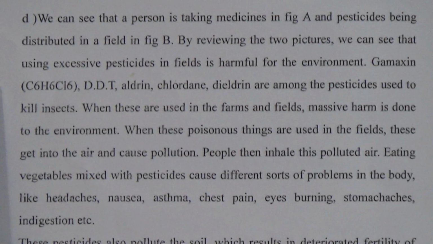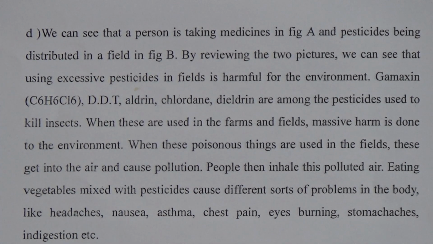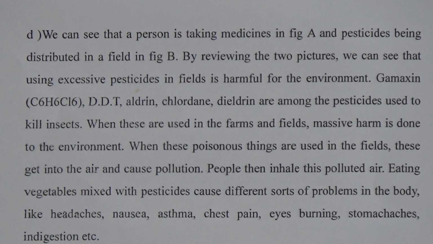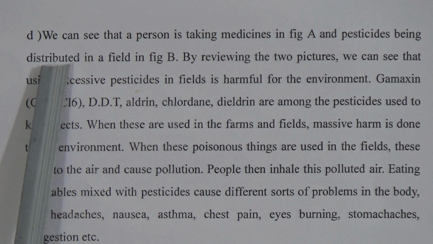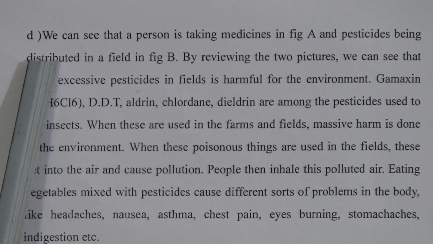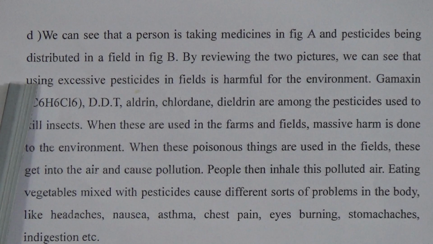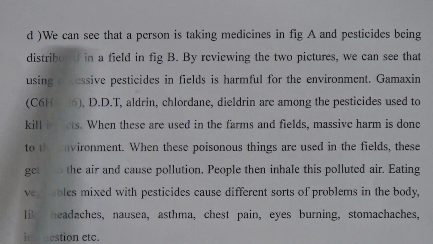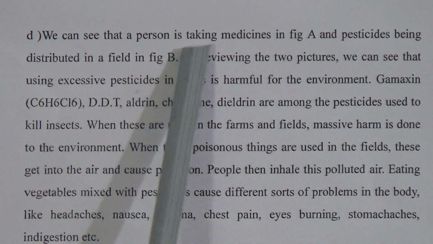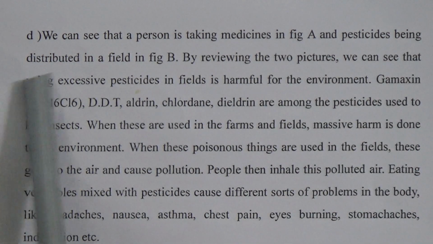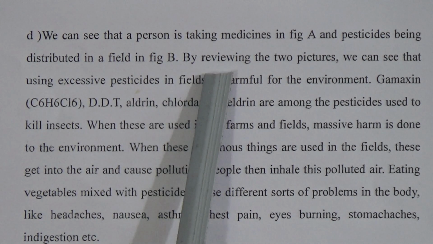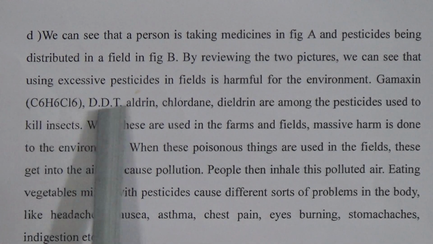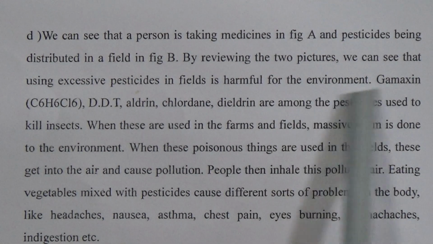Now come to the last question answer, that is, which of the activities of the stem when done in excess is harmful for the environment? Here, spraying more insecticide in the agriculture field is directly involved with the environment, and it causes harm to the environment. Now come to the answer. We can see a person taking medicine in figure A and pesticides being distributed in a field in figure B. By reviewing the two pictures, we can say that using excessive pesticides in the field is harmful for the environment.